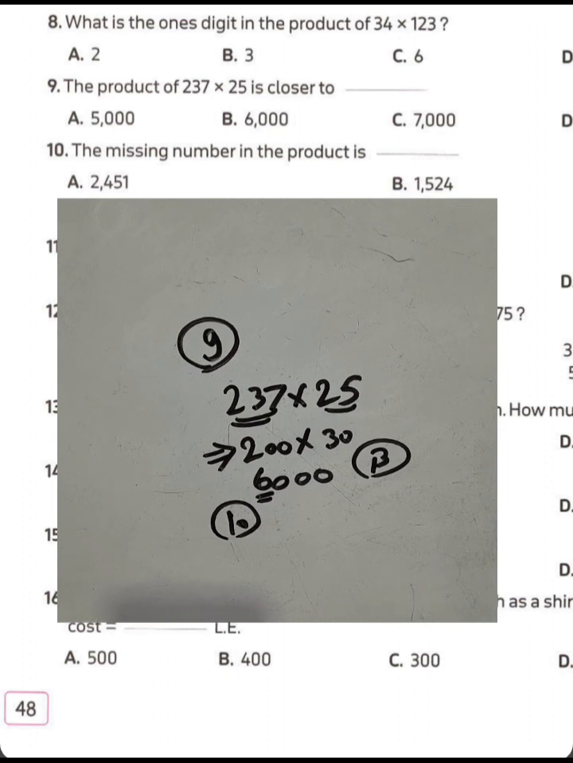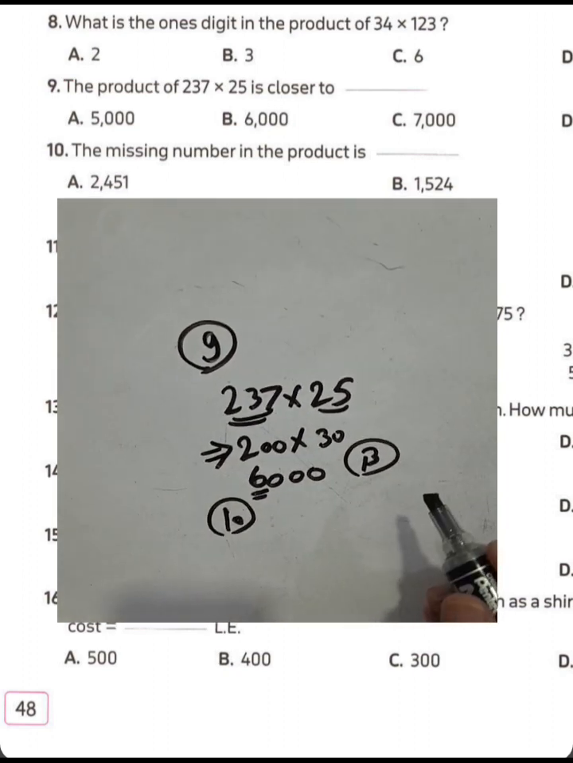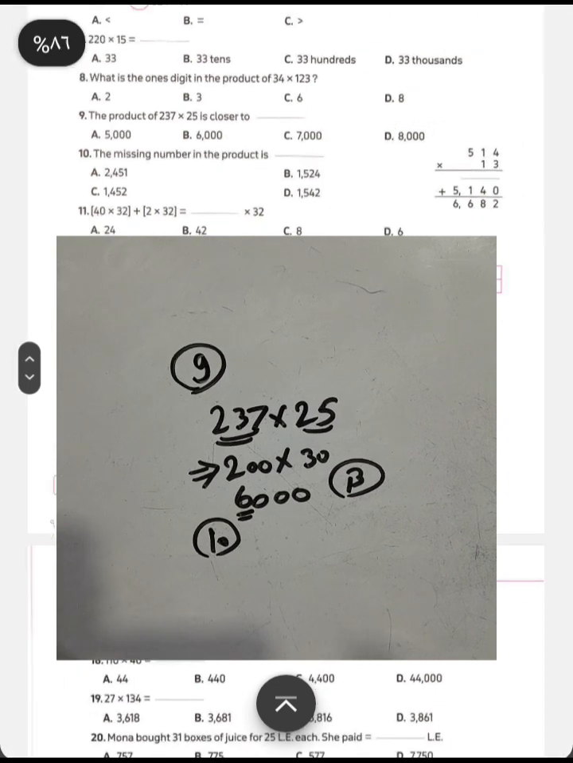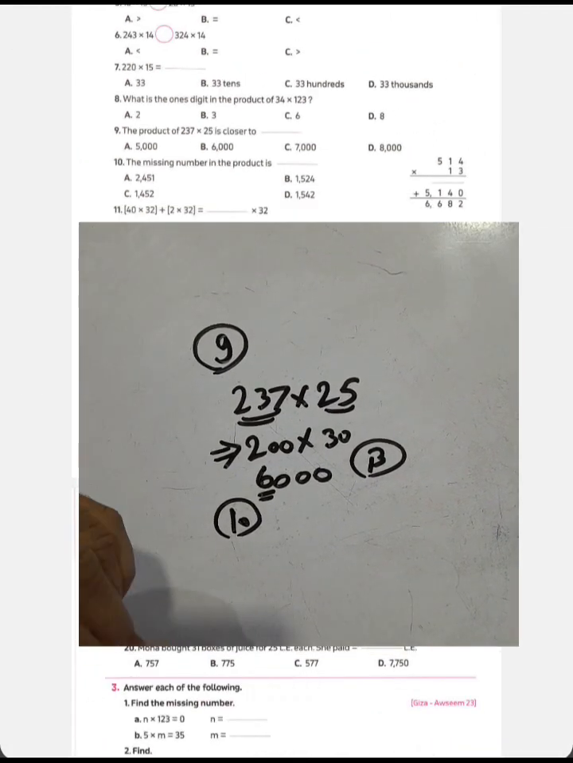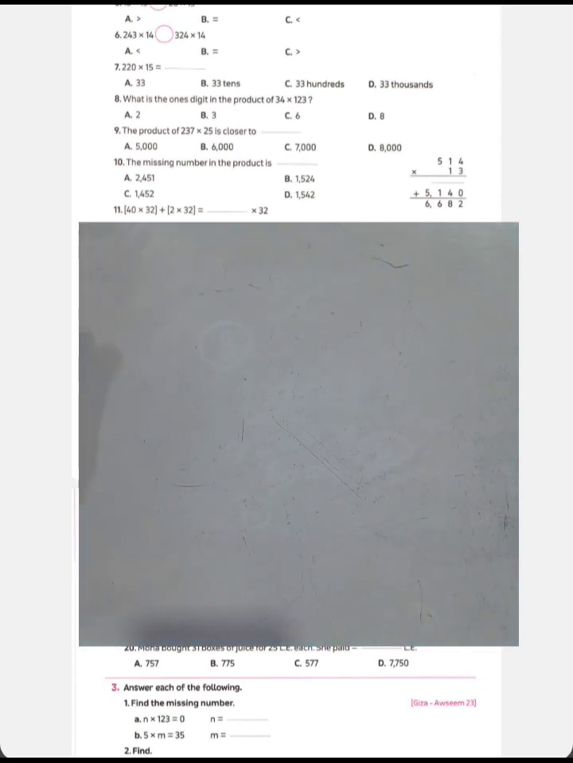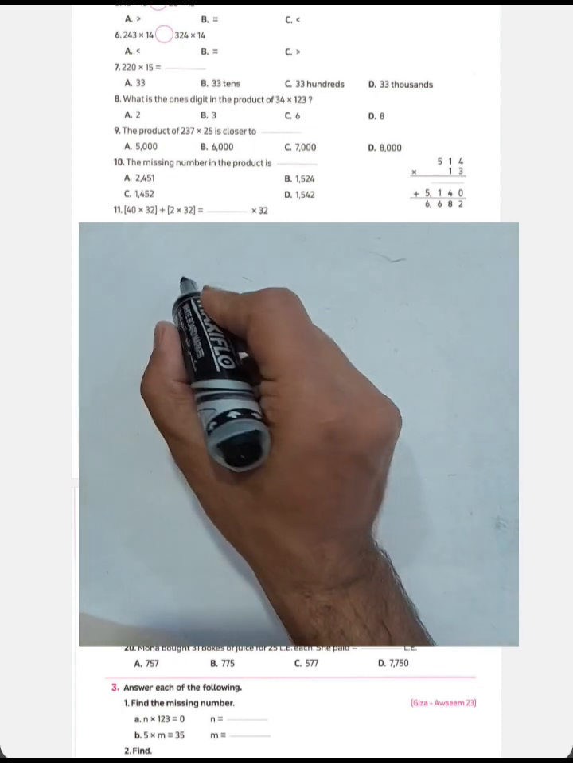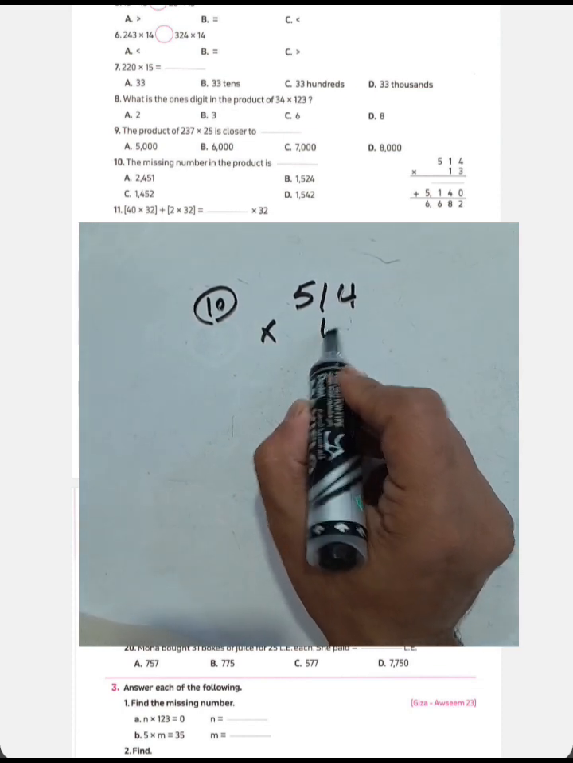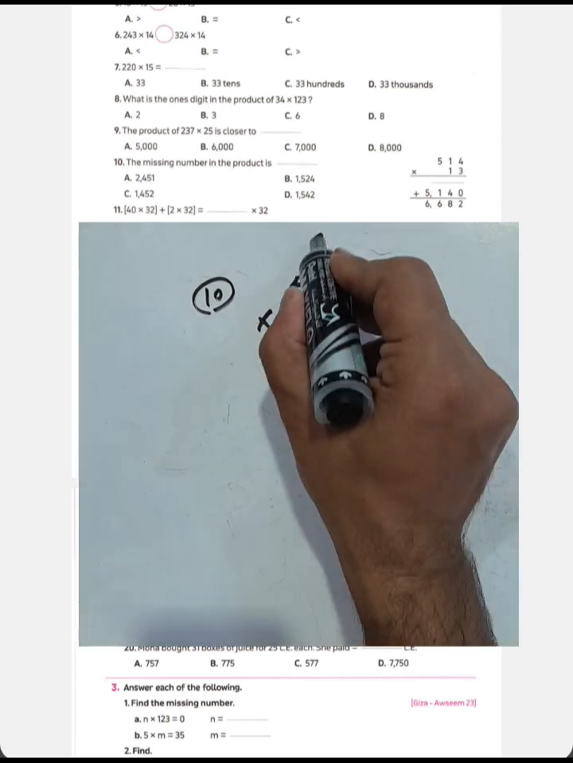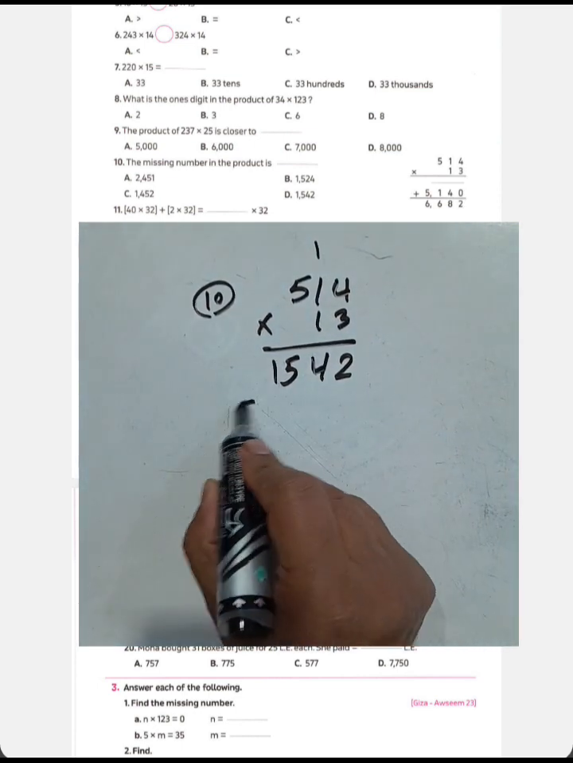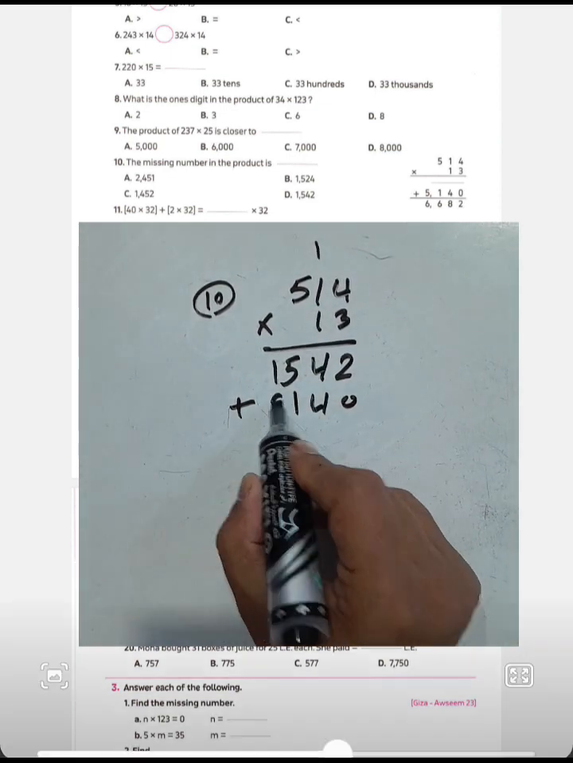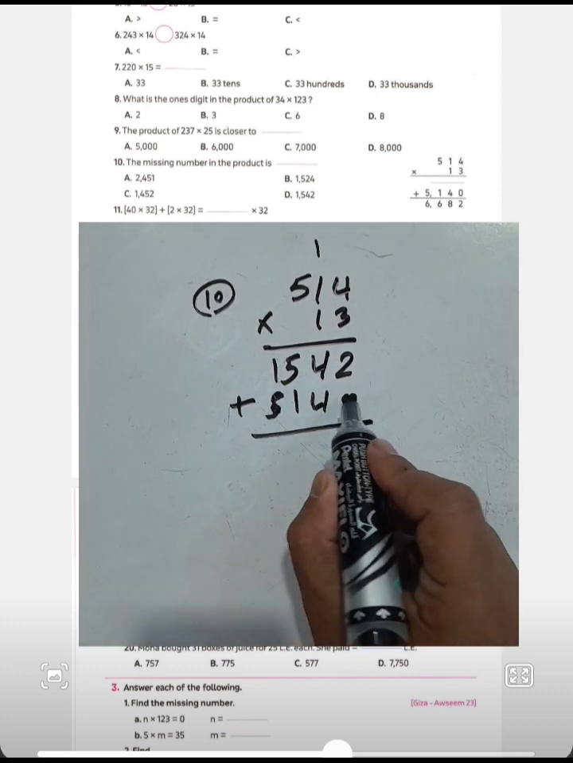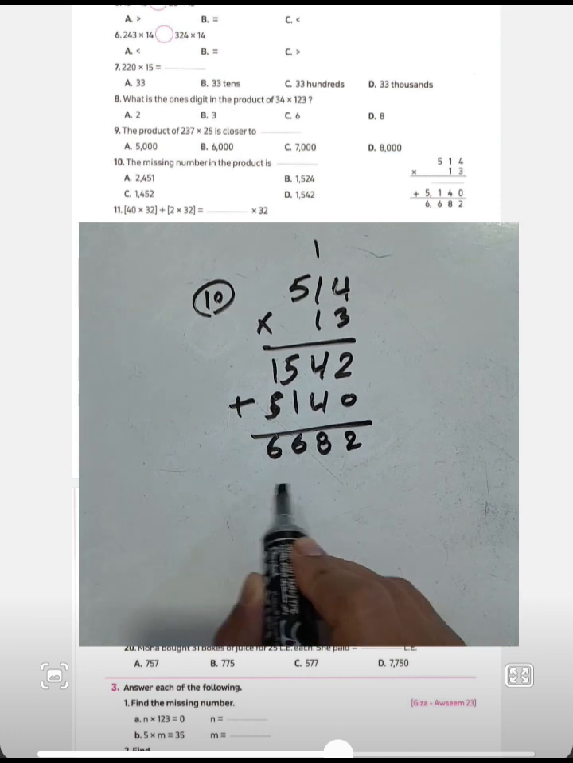Question number 10. The missing number in the product is, look here, we have multiplication of 514 and 13, long multiplication between two numbers. 3 times 4 equals 12, 2 and carry up 1, 1 times 3 equals 3 plus 1 equals 4, 3 times 5 equals 15, and then 1 times 4 equals 4, 1 times 1 equals 1, 1 times 5 equals 5, and then add them. 0 plus 2 equals 2, 4 plus 4 equals 8, 5 plus 1 equals 6, 5 plus 1 equals 6.